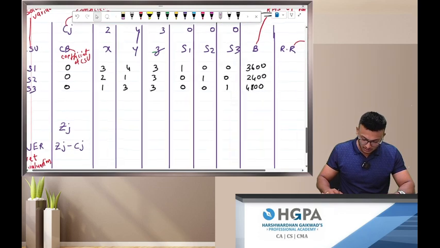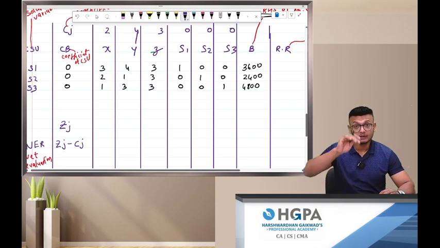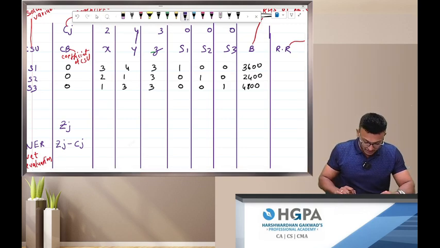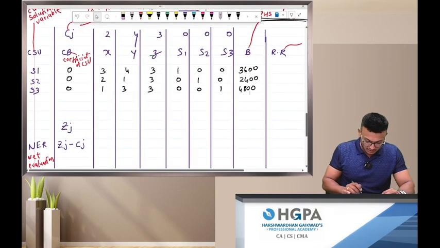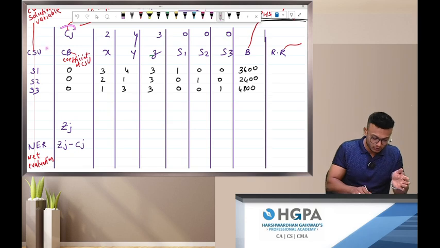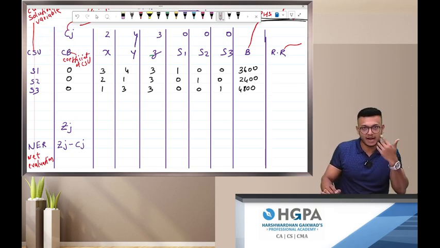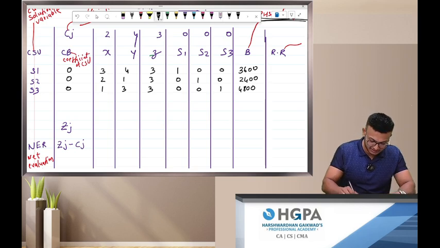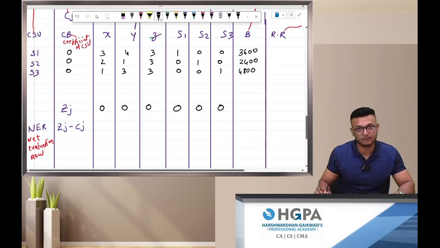Now your game starts from here. Everybody pay attention, please. First thing, very simple. We need to compute something called ZJ. How to compute ZJ? This column into your CB: this into 0 plus this into 0 plus this into 0. Anything multiplied by 0 becomes 0 only. So it becomes 0, 0, 0, 0, 0 and 0.